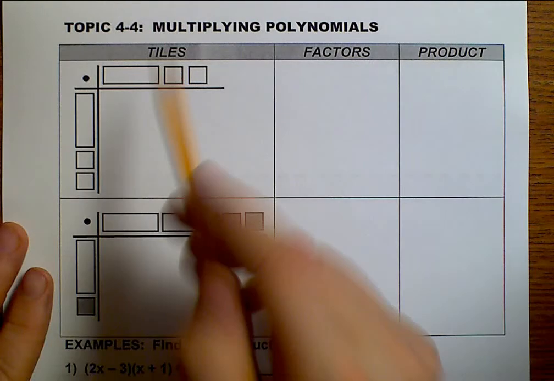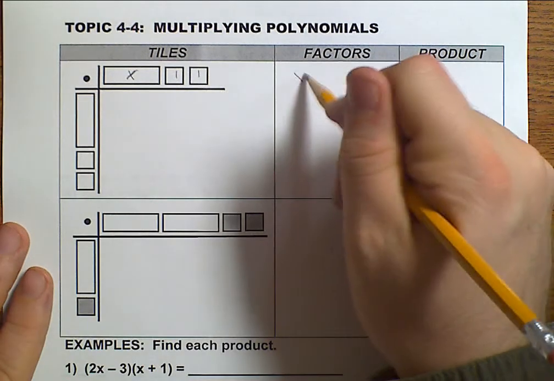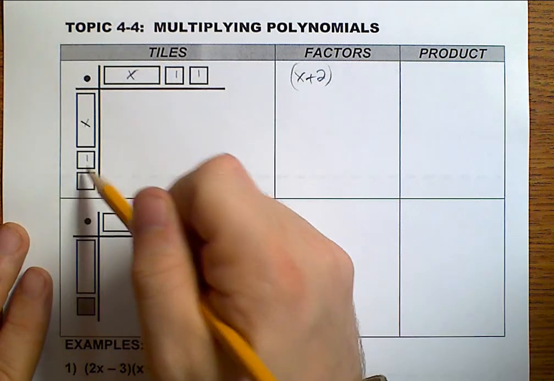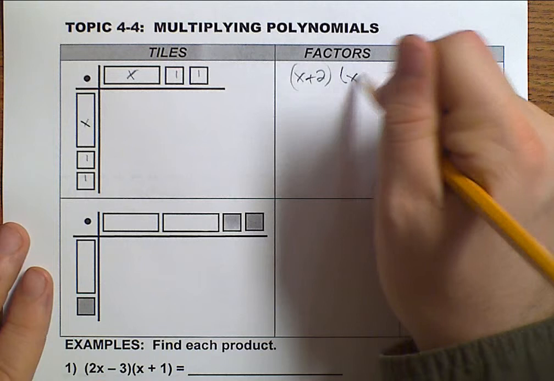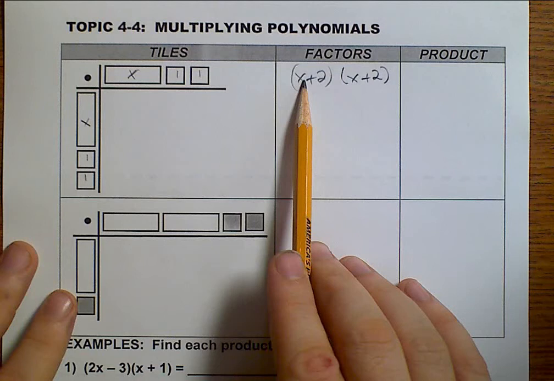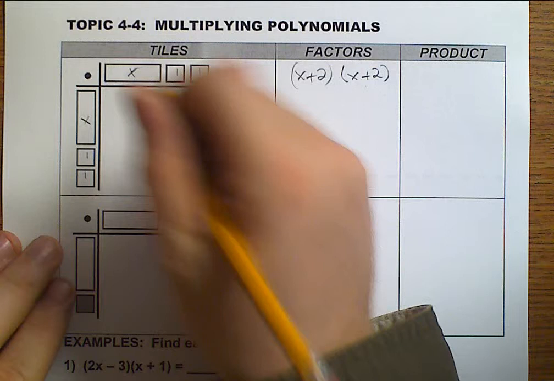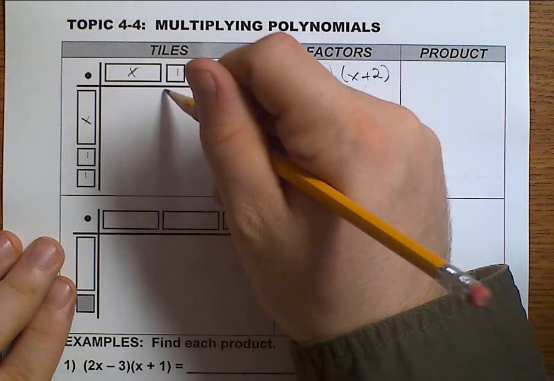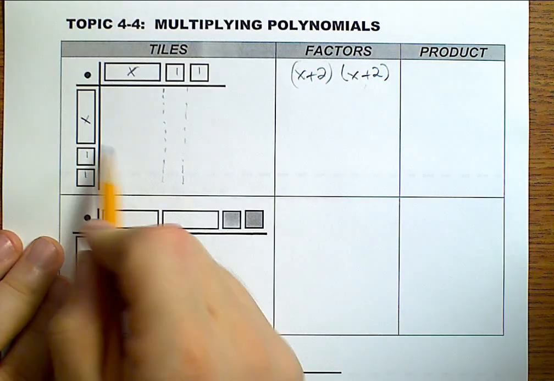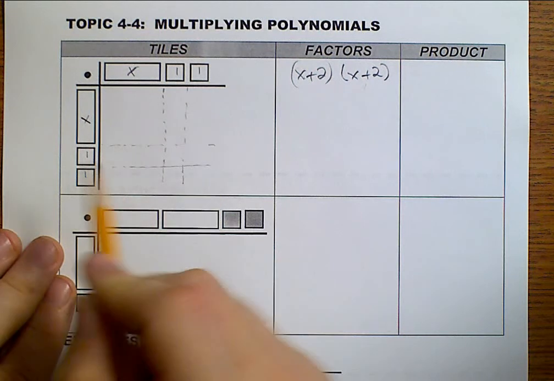Here, this is x, 1 and 1, so that means that it is x plus 2. Here, this is x, 1 and 1, which means that is also x plus 2. And so this is a way to graphically represent x plus 2 times x plus 2. Let's see what we get. Well, when we multiply these out, I like to go ahead and do little dashed lines. And the dashed lines fill in exactly what we need to do.